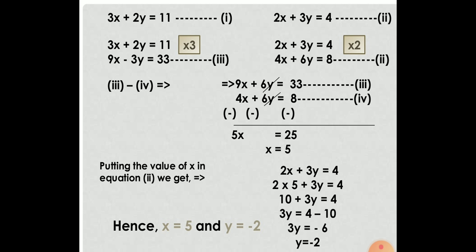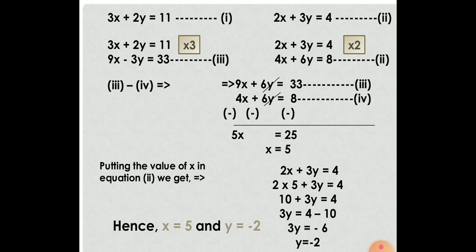Now see the elimination method. Suppose we have two linear equations, 3x plus 2y equal to 11 and 2x plus 3y equal to 4. We want to find the values of x and y by the elimination method. This is a very easy method. In this we have to eliminate any one variable. In the first equation the coefficient of y is 2, and in the second equation the coefficient of y is 3. So if we multiply the first equation by 3 and the second equation by 2, the coefficient of y will be the same.